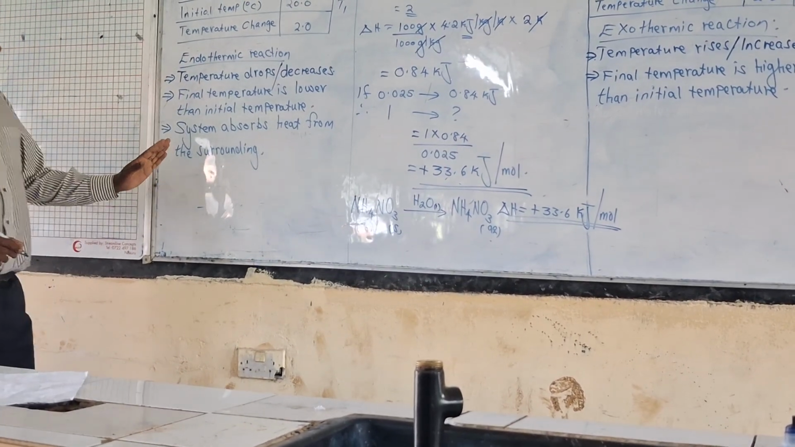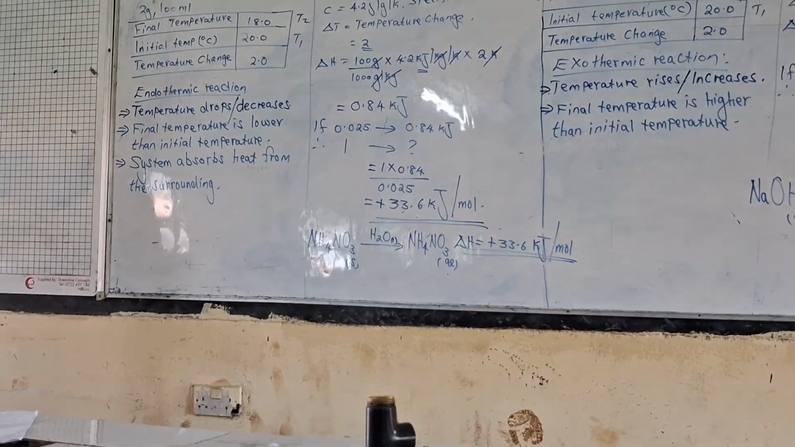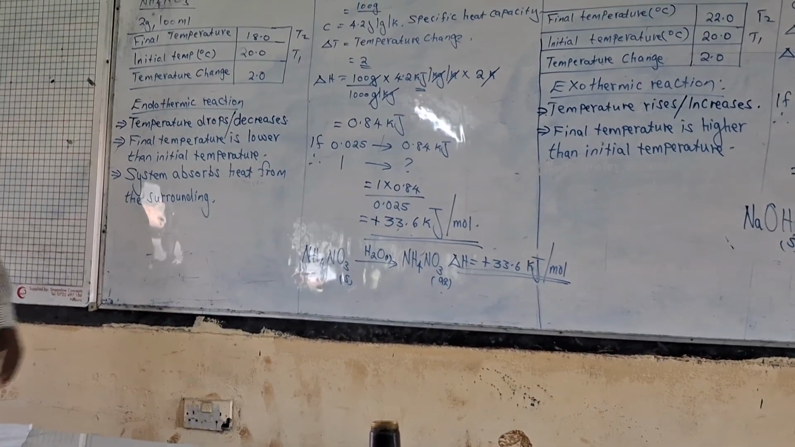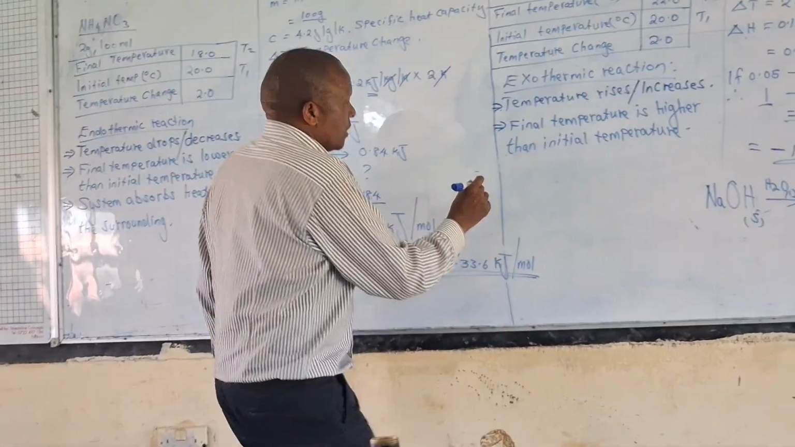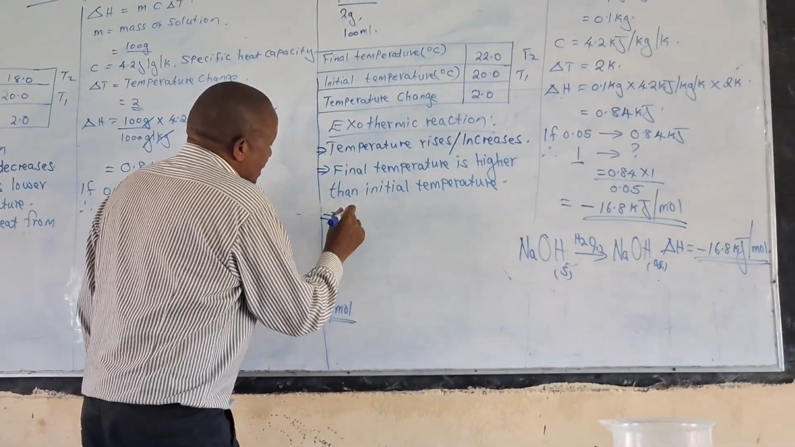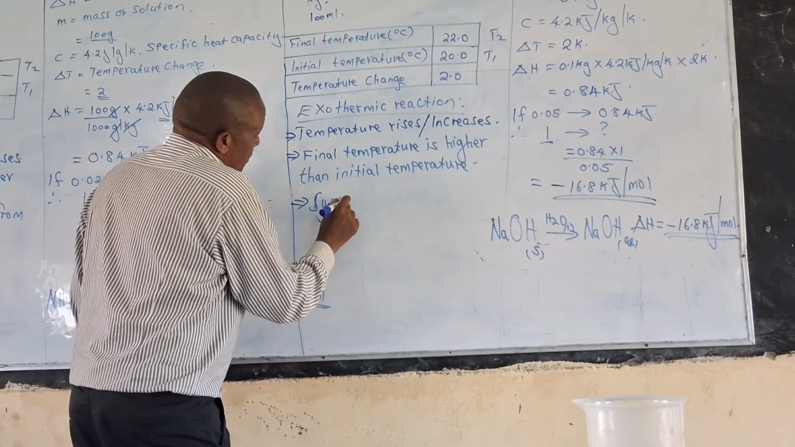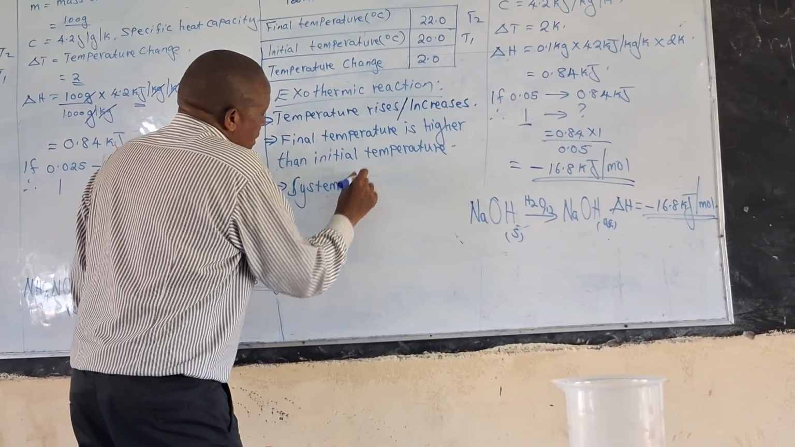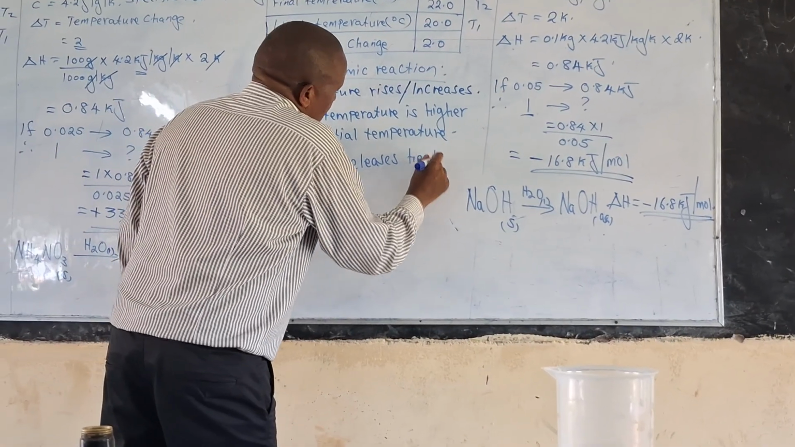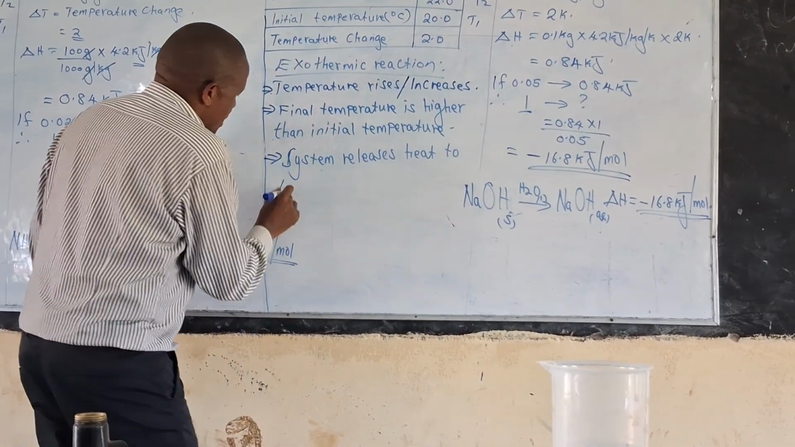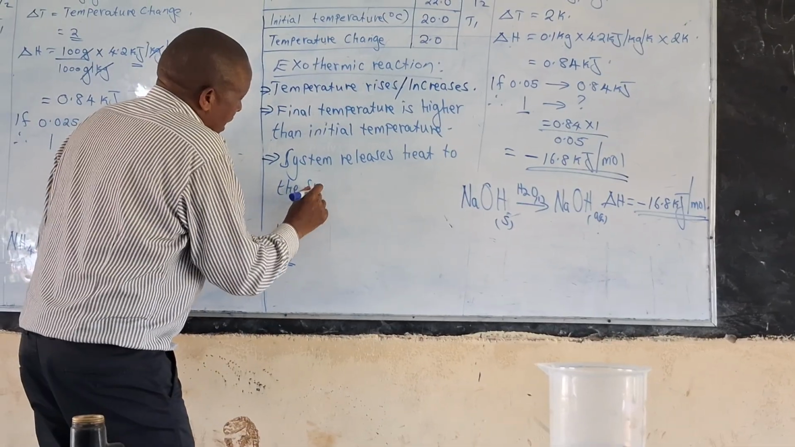Okay? The system absorbs heat from where? From the surrounding. Are you seeing that? That's why the temperature is dropping. What about here? The system releases heat to the surrounding.